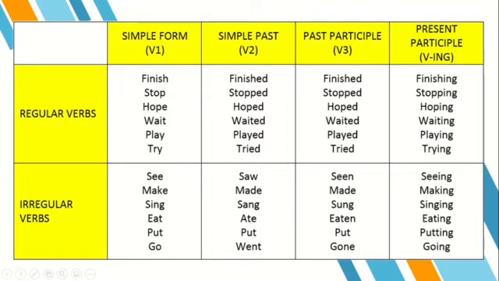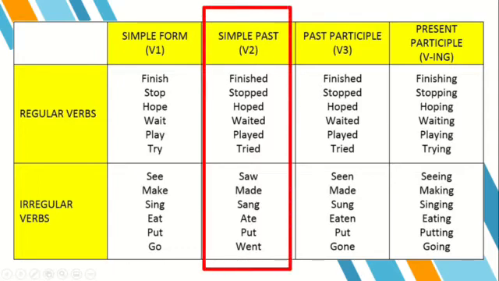Regular verb means when the word of the verb will be changed regularly with the same format. For example, this one, finish, you just need to add ed, so it becomes finished. Stop, hope, waited, played, tried. Yeah, from try to tried. So this one is called verb 2 or simple past, right? And then this one is past participle.